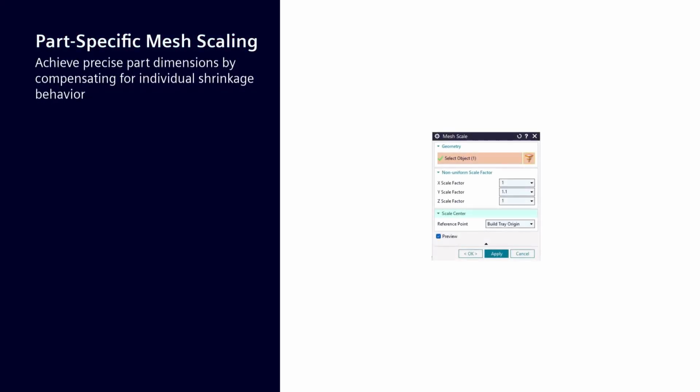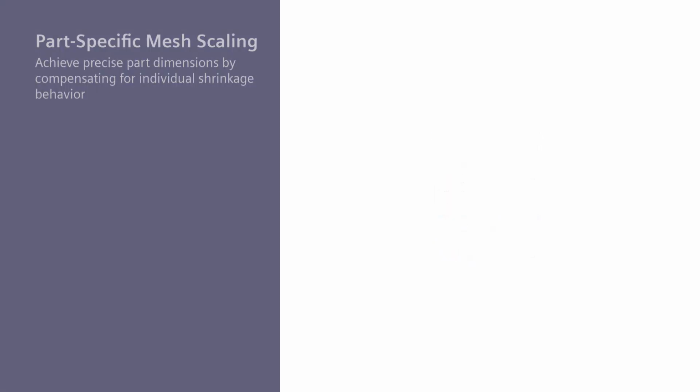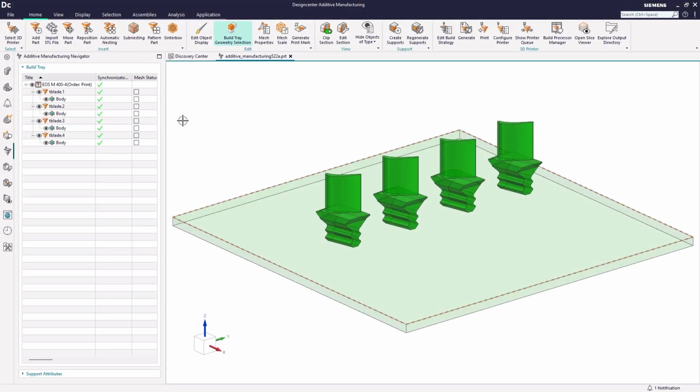Let's explore how to manage and visualize mesh scale, giving you precise control over your additive manufacturing parts. In the Additive Manufacturing Navigator, simply right-click any column heading and select Mesh Scale from the configurations. The mesh scale values for each part, if defined, will now be clearly displayed in their respective columns.